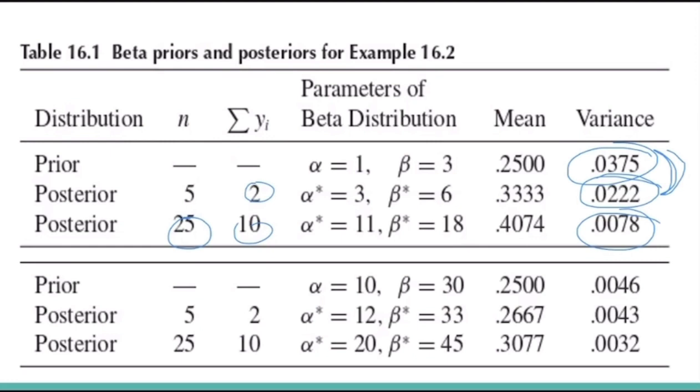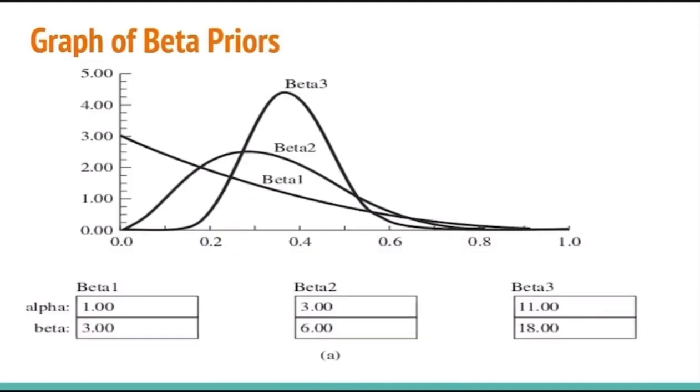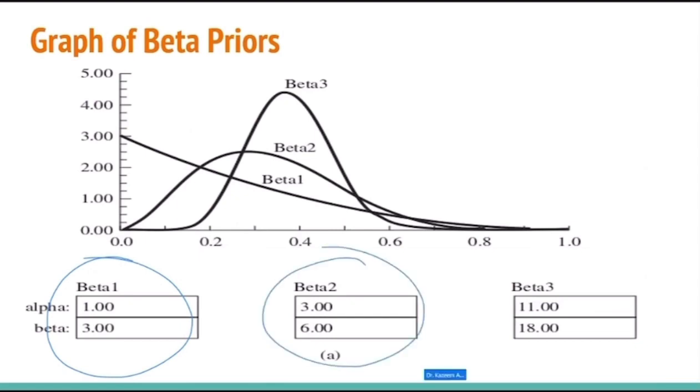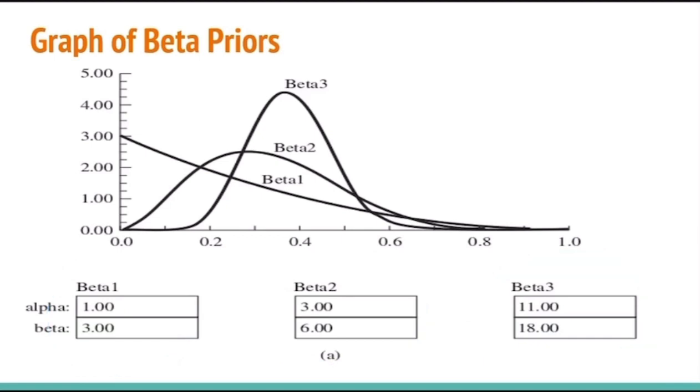Take a look at that. I think I'll give other examples. So now we can take a look at the shape. This is the graph of beta priors. As you can see, the first scenario is when alpha equals 1, beta equals 3, you can see the shape. And when alpha equals 2, beta equals 6, you can see. And when alpha equals 11, beta equals 18, you can see this actually confirms the flexibility of a beta distribution. Let's look at the posterior.